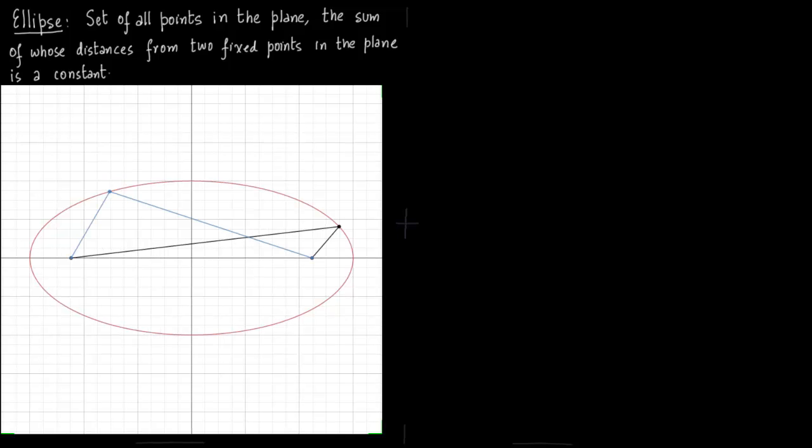So let us add another point. Now we have 2 points on the ellipse and they are connected to two fixed points which we call the foci. So this is focus 1, fixed point 1, this is focus 2, fixed point 2. Say this is point A on the ellipse and this is point B on the ellipse. From point A we have two distances, AF1 plus AF2, this is a constant, and this is equal to BF1 plus BF2.